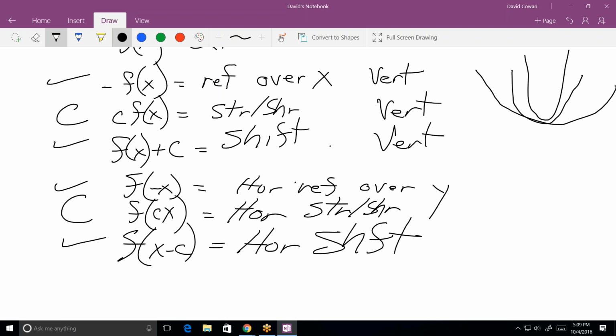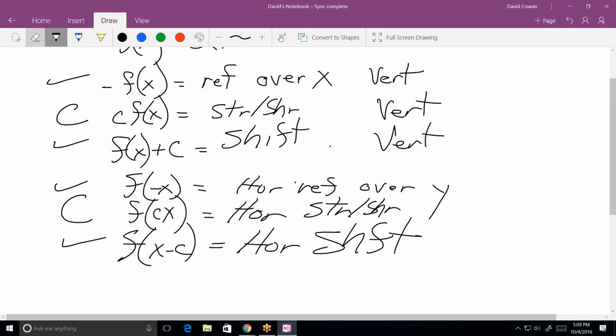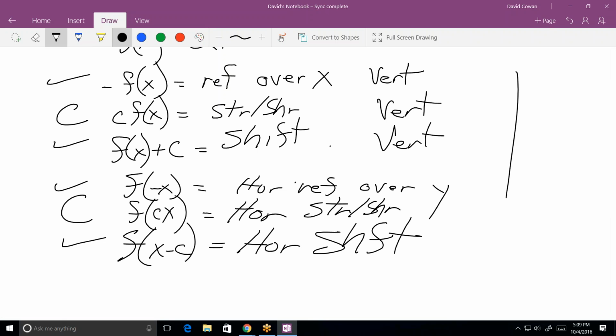Now, when you're looking at linear functions only, it's kind of different. It's hard to tell the difference between horizontal and vertical shifts. Let's take that line right there. If I want to move that up 2 units, and it has a slope of 1, is that a vertical shift or a horizontal shift?